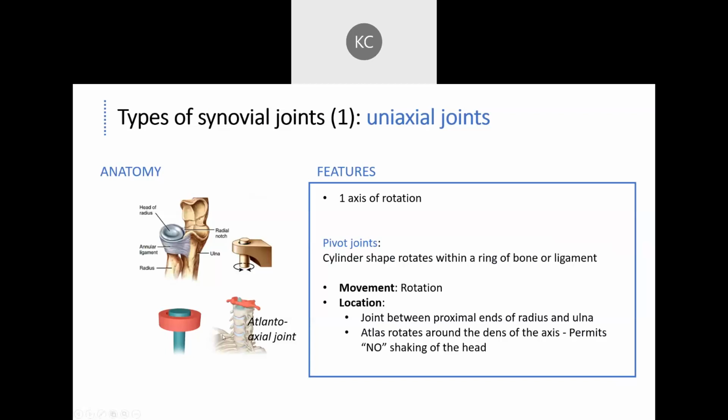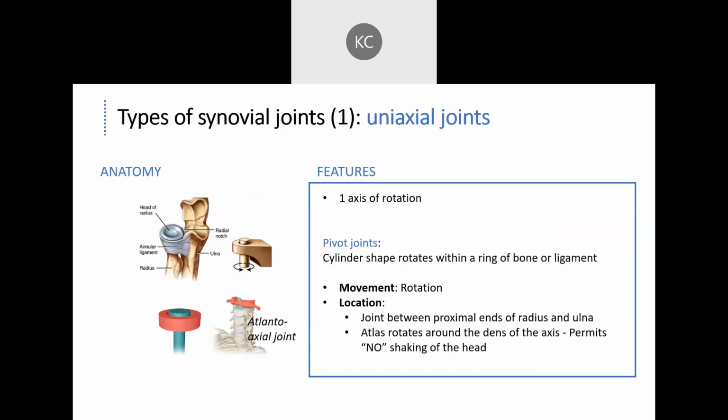This is also occurring at your atlantoaxial joint, which is the joint between the first and second cervical vertebrae, right? This joint allows you to shake your head no, right? So you can shake your head side to side to non-verbally indicate no, and you are utilizing a pivot joint, which is a type of uniaxial joint. And again, uniaxial joints are types of synovial, right?